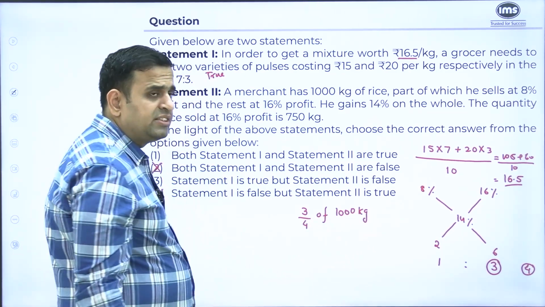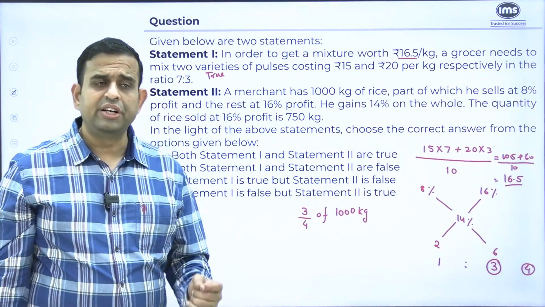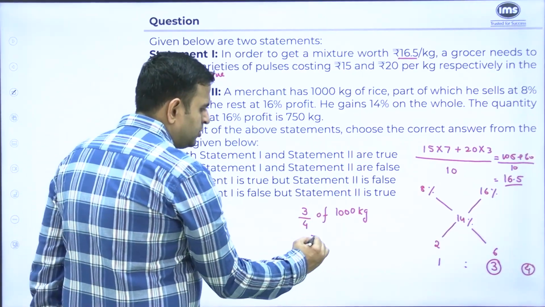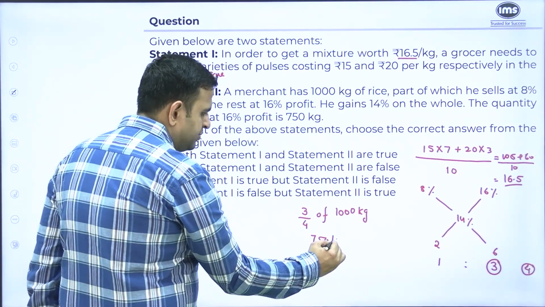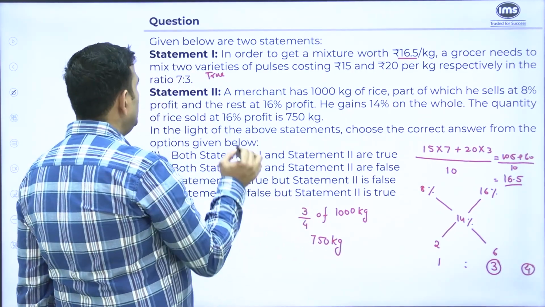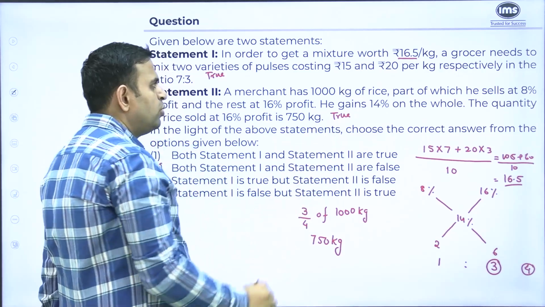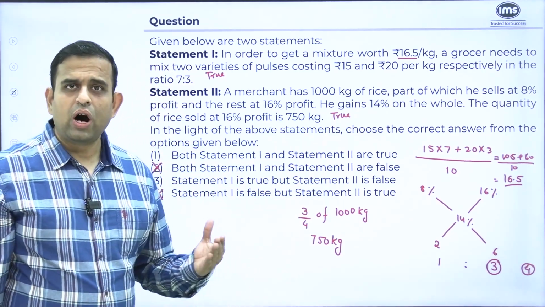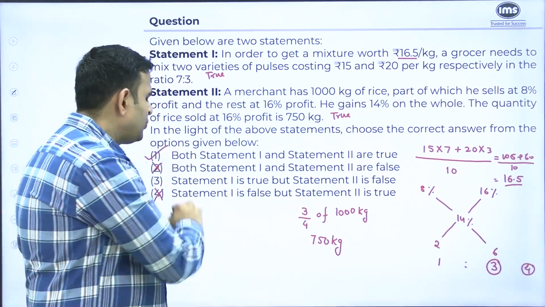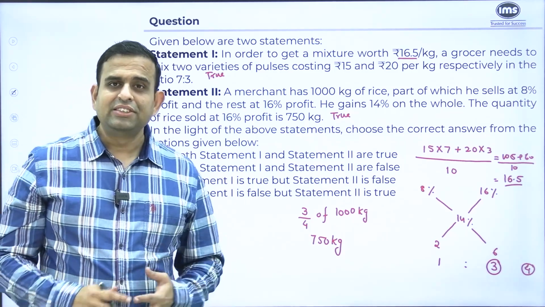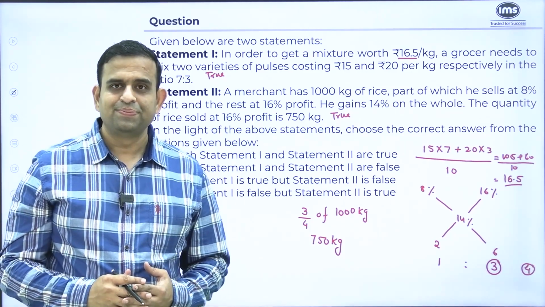And how much is 3/4 of the number 1000 kg? That becomes equal to 750 kg. So statement number 2 also happens to be a true statement. So both statement number 1 and 2 are true. So one can mark option number 1 as the answer for this particular sum.